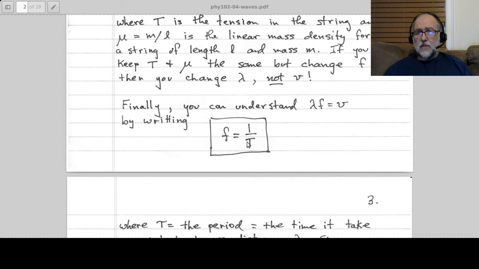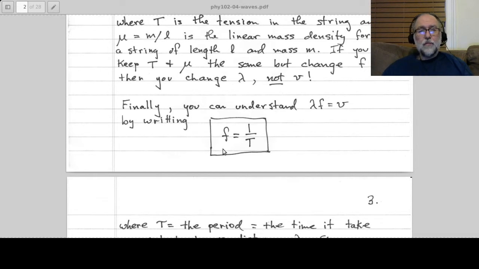To do that, let me start off by reminding you that the frequency is 1 over the period. So remember, if you ask how long it takes one crest to travel from this point to its neighboring crest, that time would be a period, whereas the reciprocal of that would be how many crests pass by per second.